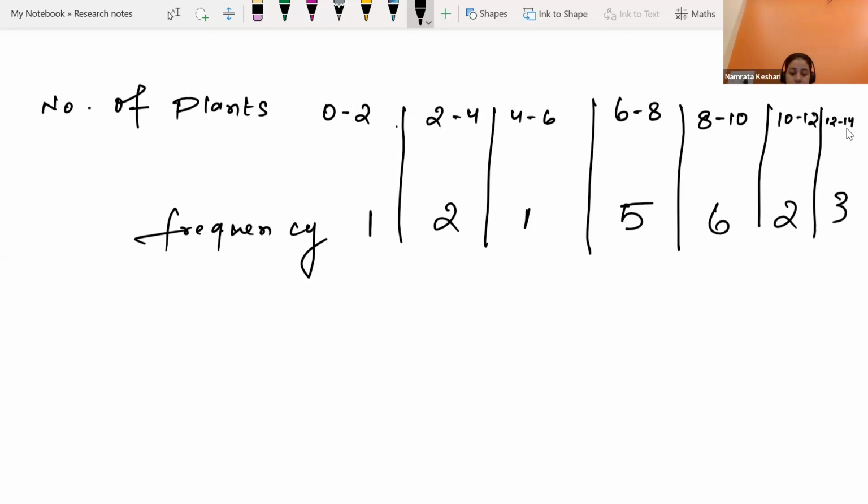Ma'am, xi is basically adding all the frequencies, like 1 plus 2 and then 1 plus 2 plus 1, like that. Summation of fi is adding all the frequencies. And xi is finding the class mark.